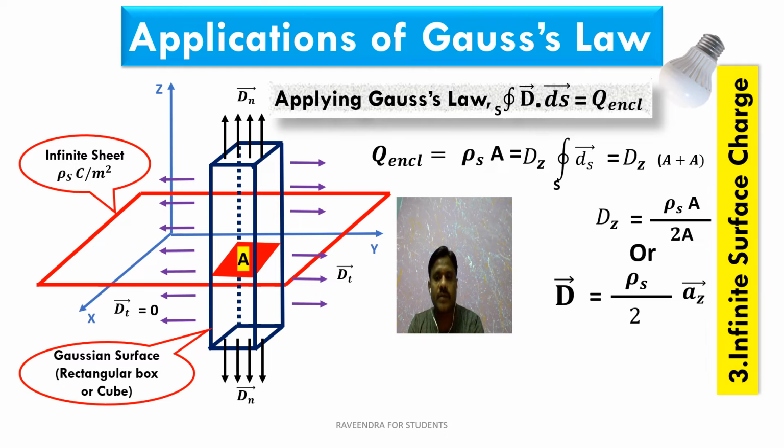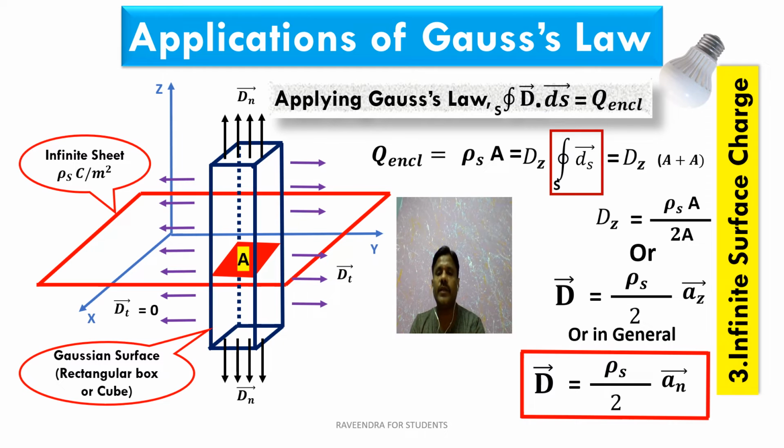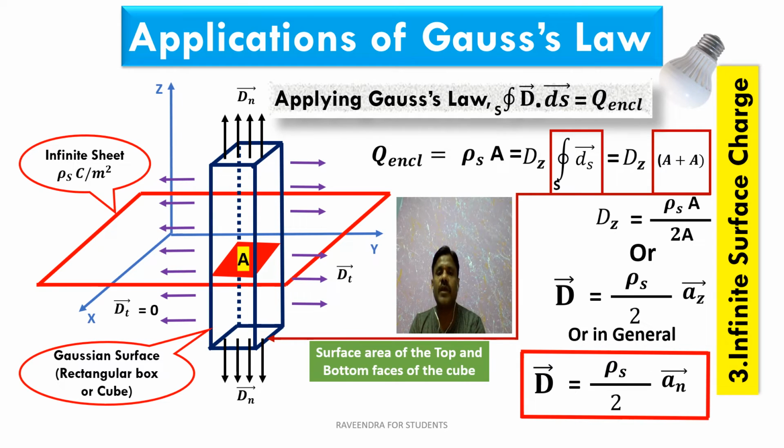That vector is a z bar. By considering the infinite sheet in the xy plane, you will get the D bar in the z direction. So D bar equals rho s by 2 a z bar. By considering the infinite sheet in the xy plane, we are getting the electric flux density in the normal direction of the xy plane, that is the z direction, or in general it may be represented as a n bar, which is the normal unit vector for the infinite sheet. The important point is that we are not evaluating the closed integral over S dS bar, which is the same as the total area of the top and bottom faces of the cube, that is, the surface area of the top and bottom faces of the cube.